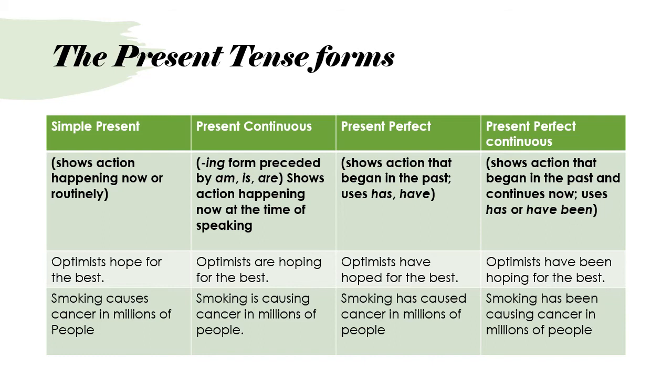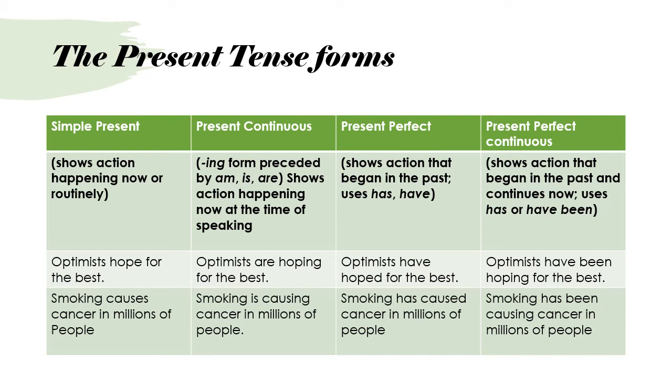Now look at the present perfect. The present perfect shows actions that began in the past, in the indefinite past. So generally, to denote the perfect, we use have and has before the past participle of the verb. Optimists have hoped for the best. Smoking has caused cancer in millions of people. Now, in present perfect form, we talk about incidents in the indefinite past. So we don't know actually when it started.